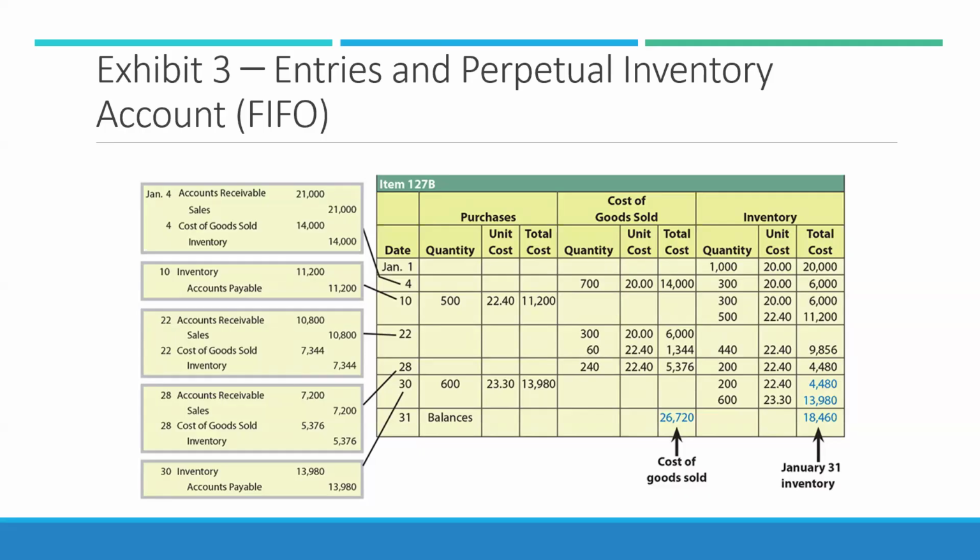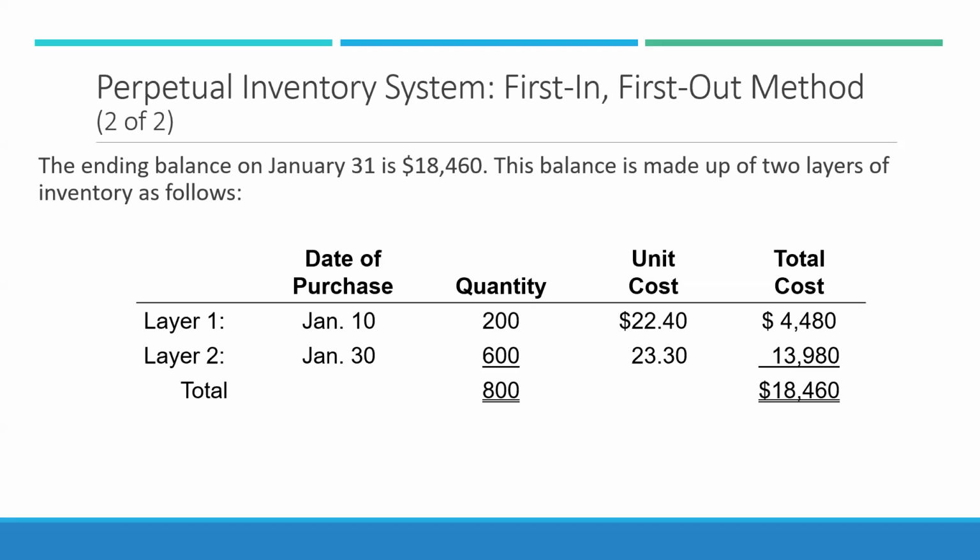And the sales portion of the sale entry is not affected by the inventory cost flow method because the sale is the same either way. This is just to calculate the cost of goods sold for the journal entry, and then by extension, the ending inventory value that we assign. And this is the balance of the ending inventory. Once again, we have 200 of the January 10th inventory and then 600 of the January 30th inventory left.